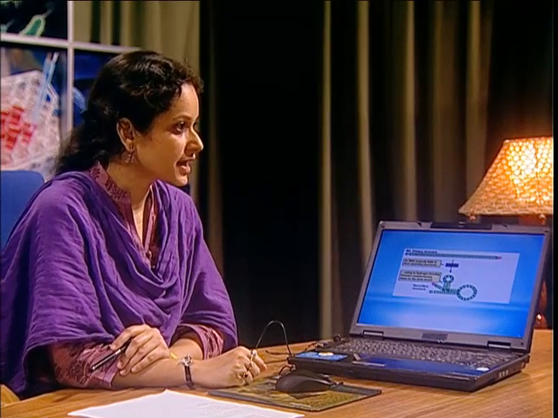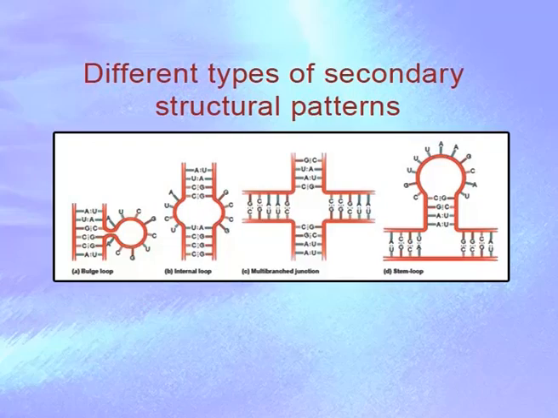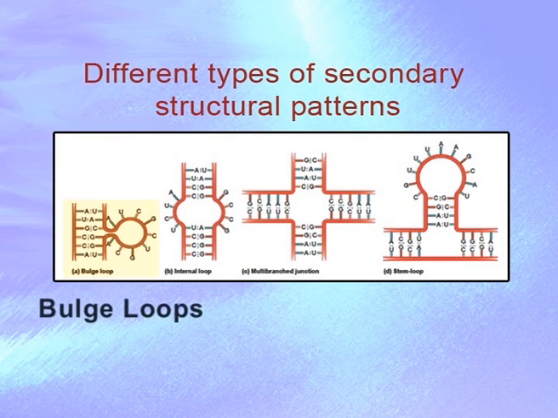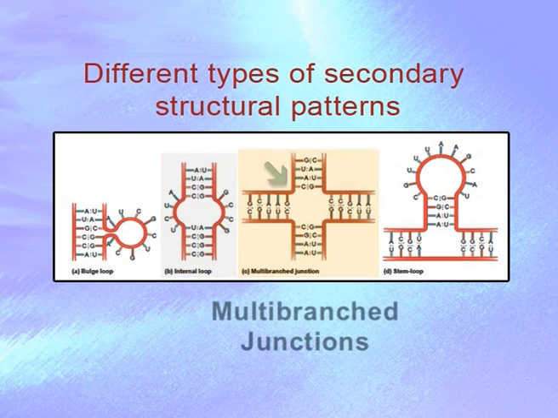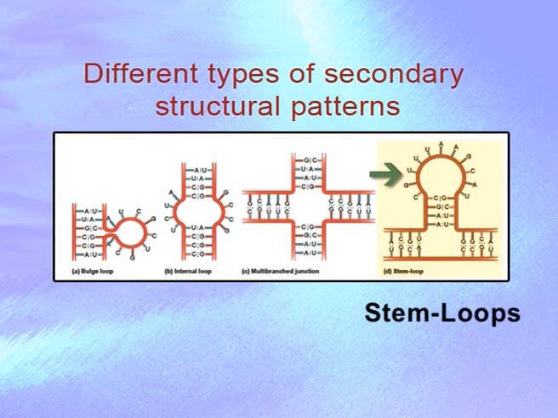What are the different secondary structures it can take up? The first is the bulge loop. We can see a bulge is formed on one side of the RNA chain. This bulge is formed due to the region of non-complementarity within itself. Again, we have the internal loop where we are able to see bulges on the two sides, followed by the multi-branch junction and the stem loop structure.